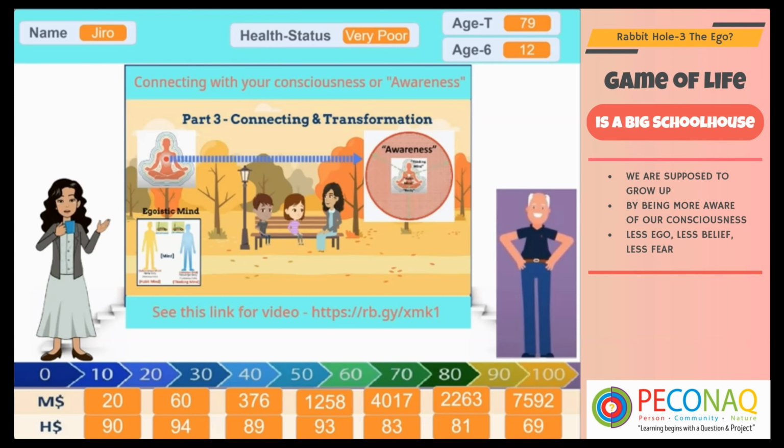When we are connected with our consciousness or awareness, our views of the world will be less biased by our egoistic mind. This will help us make better decisions in the game of life. You can learn more about how to connect with your consciousness from the video link below. The following is a short audio clip of the opening dialogue from the video.